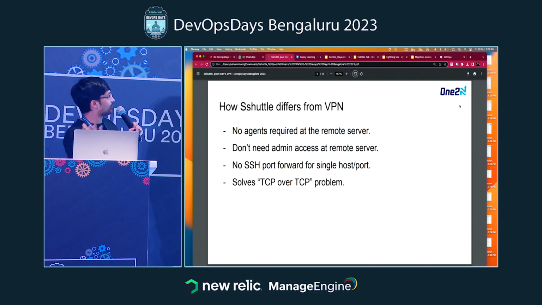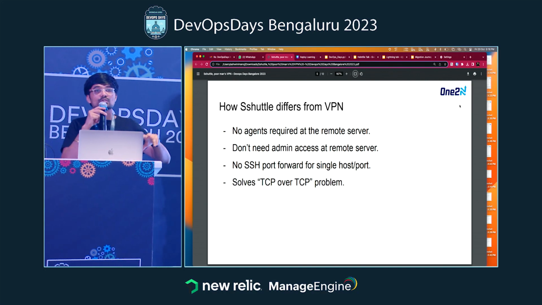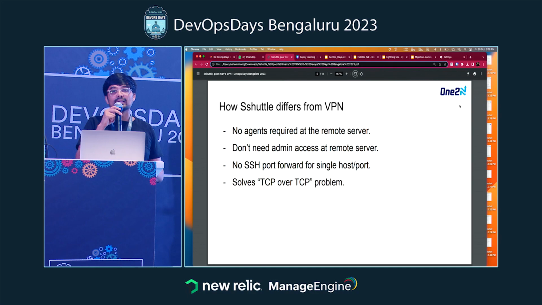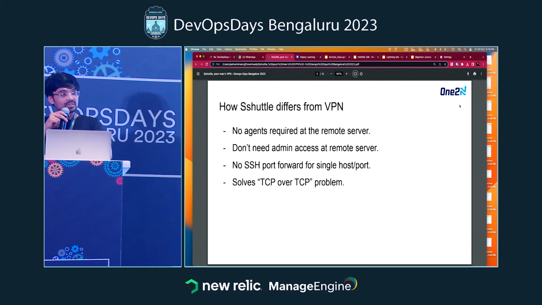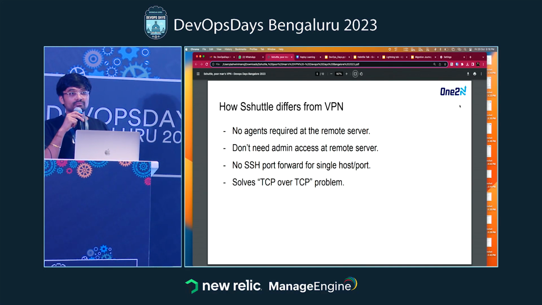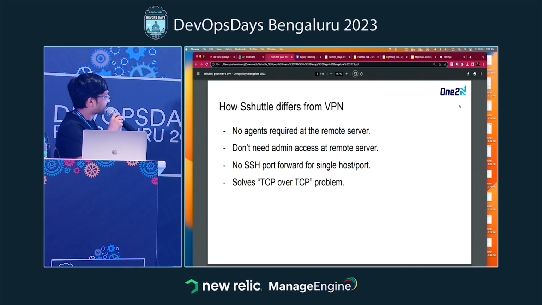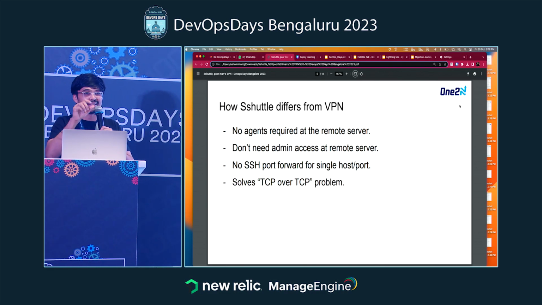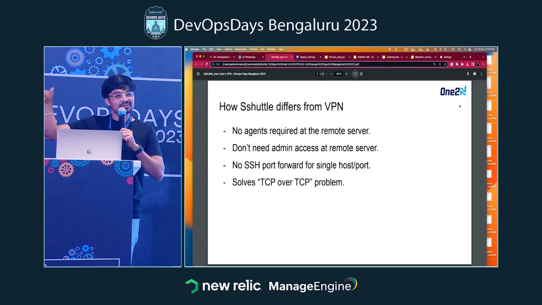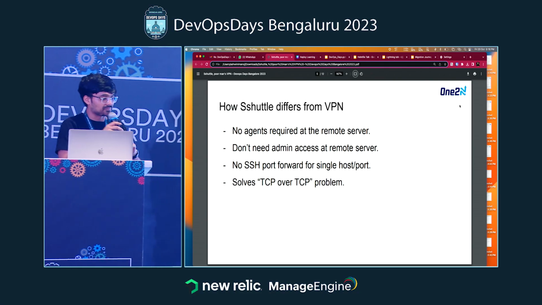How is Shuttle different from a VPN? If you have used OpenVPN, you have to install agents at the remote server, but there might be a chance that you don't have the access. I'll talk about a use case where we actually used it with a couple of my ex-colleagues and colleagues. You don't need admin access at the remote server. No SSH port forward for a single host. Every time I have to connect to a remote database, I have to do an SSH -L, remote host, port, and whatnot, right? But it becomes messy at times.